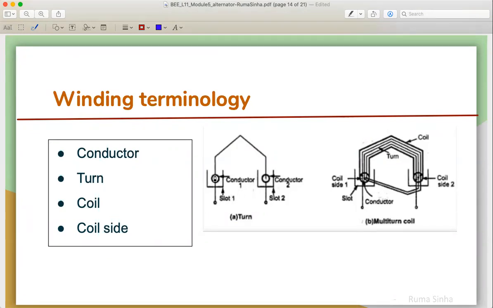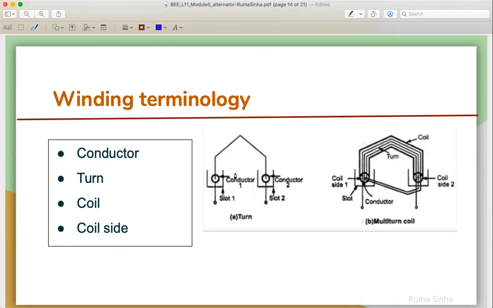So now one conductor which is placed in one slot is connected with another conductor which is placed in another slot. This complete thing is called a turn. From here to here, this is called a turn. And the conductor which is placed here is the conductor. So we can say that two conductors make a turn.